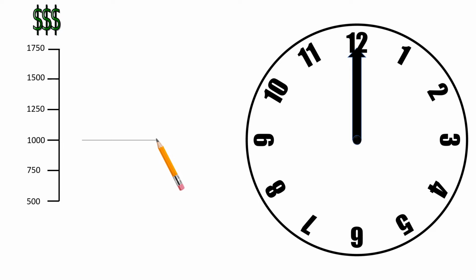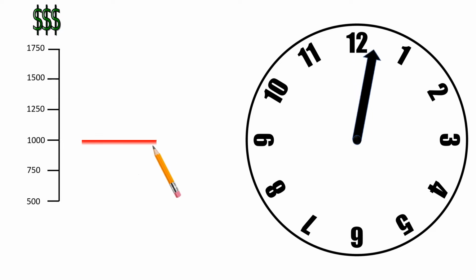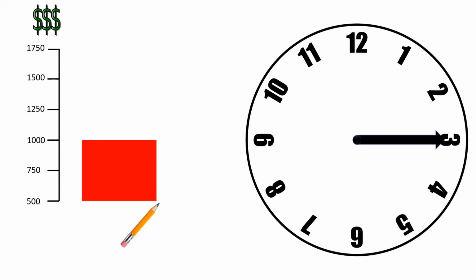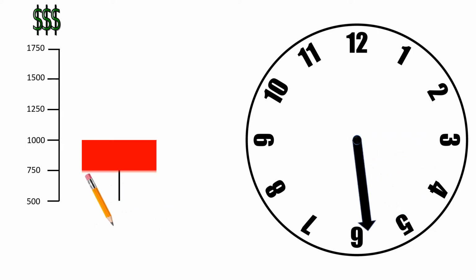Price starts here at the beginning of the day at 1000. From 12 till 3 o'clock, price decreases as the sellers overwhelm the buyers to push price down to 500, forming a bearish candle. From 3 to 6 o'clock, however, the buyers fight back and price increases back to 750. You can see that a black line has formed below the candle, indicating that the lowest point price has reached so far today is 500. This is called a wick, shadow, or tail. All three mean the same thing.